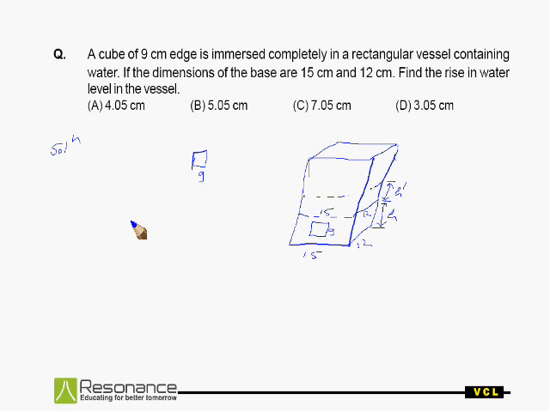So the volume of the cube, that is 9 cube, should be equal to the volume of this portion. This is again in the shape of a cuboid with length 15, breadth 12, and the height is h dash. So the volume of the cuboid is 15 into 12 into h dash. So h dash is equal to 9 cube divided by 15 into 12. By solving this, we get the value as 4.05 centimeter. So according to this, option A is correct.